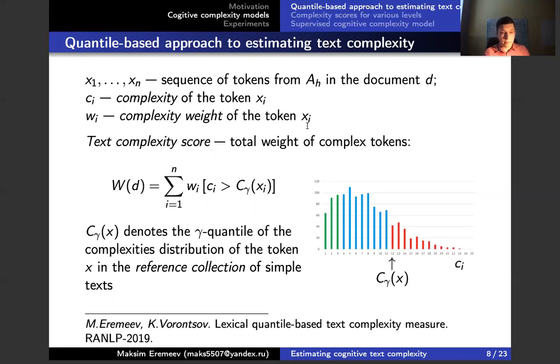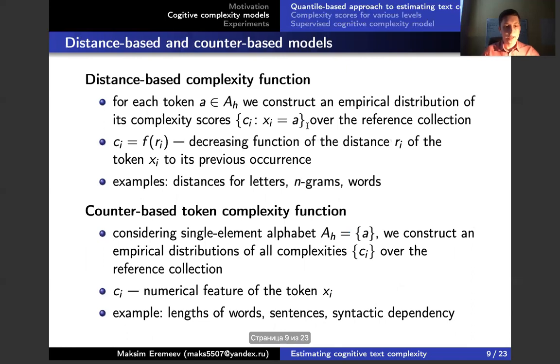As for weights, they can be any positive non-decreasing functions of the complexity score. For example, if we set the weights equal to a constant one, we get the number of abnormally complex tokens in the given text. Okay, so how do we calculate the complexity of a single token? We introduced two ways to do that.